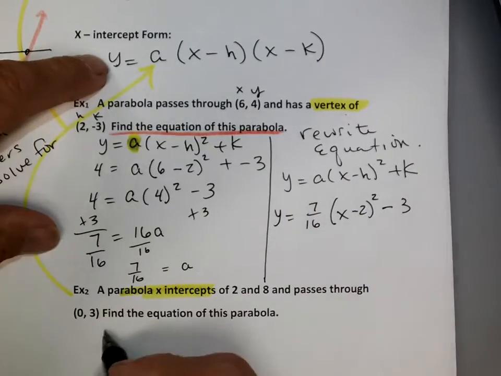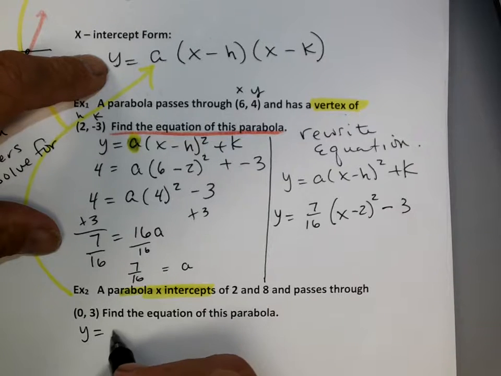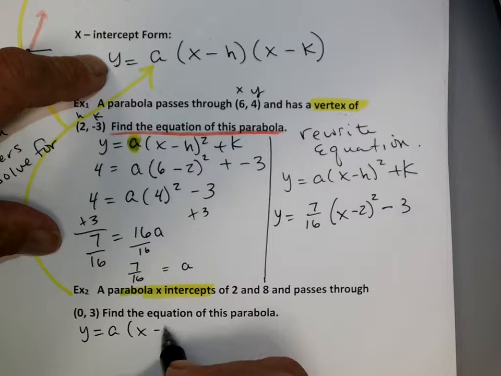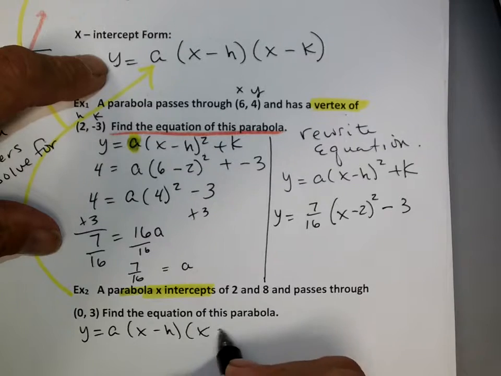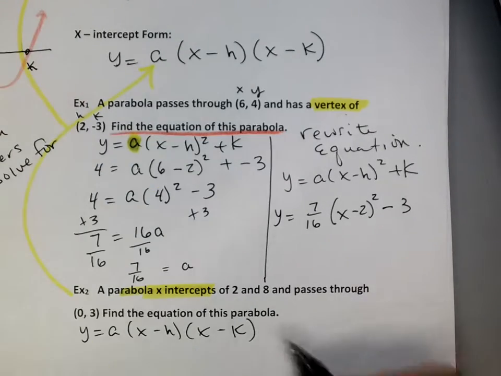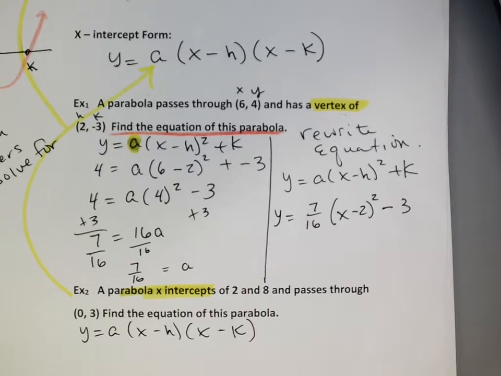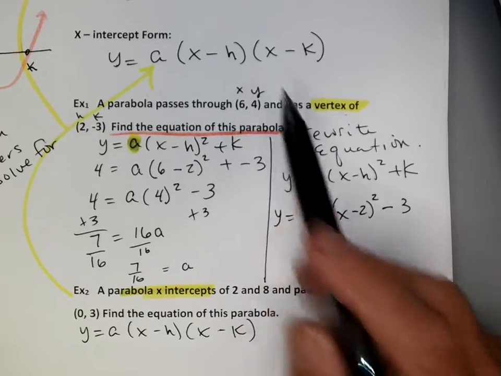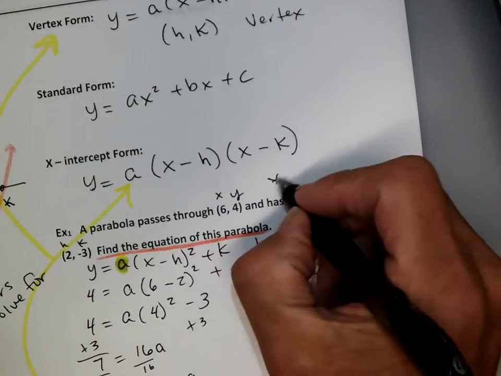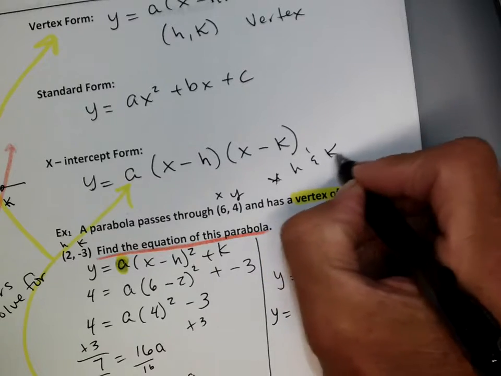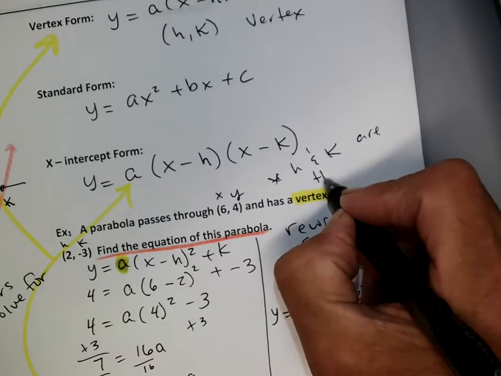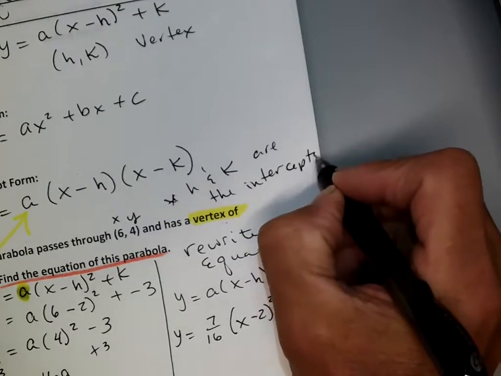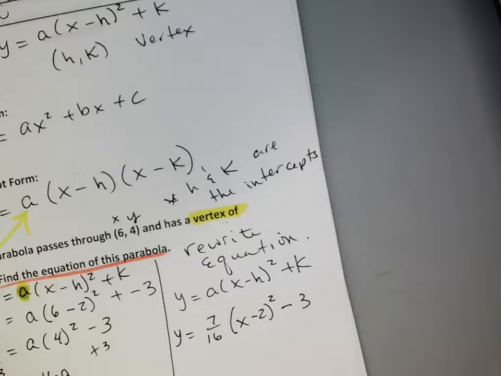So I'm going to rewrite that. I'm going to go, okay, y equals a times x minus h times x minus k, all right? So up here in the form I told you that h and k are the intercepts. H and K are the intercepts. In fact, I might want to write that up there. H and K are the intercepts. I'll write that up there. Okay, so H and K are the intercepts.